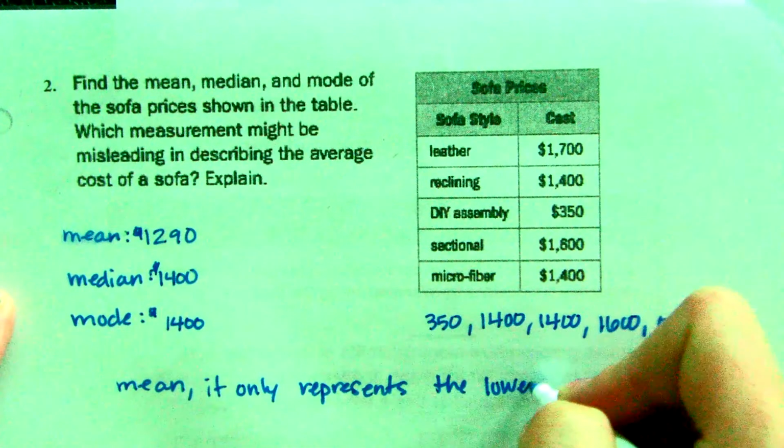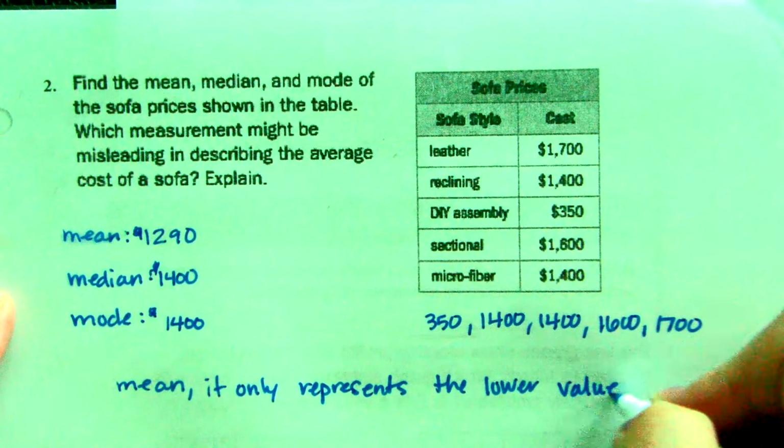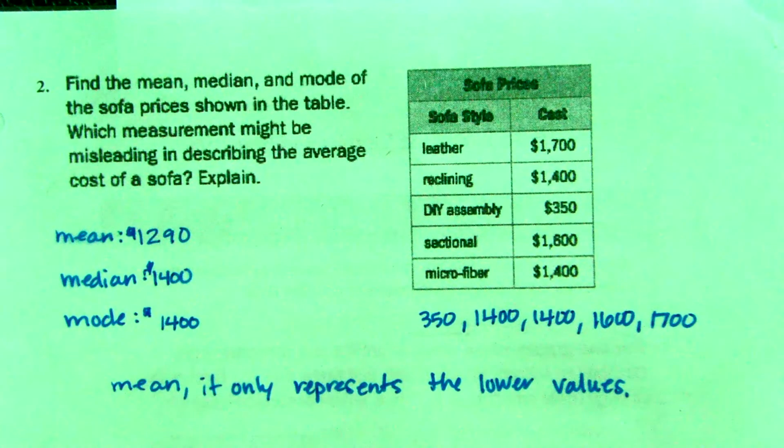Okay, so if you look at our mean again, 1,290, if somebody looks at that, they think, oh, these sofa styles are actually pretty reasonable. But if you go in and look at the prices, you have 4 values that are larger than this. So you want to get the value that represents a majority of the data, if it's not misleading. The mean here represents only part of our values.